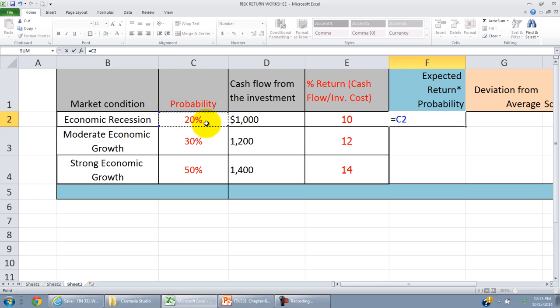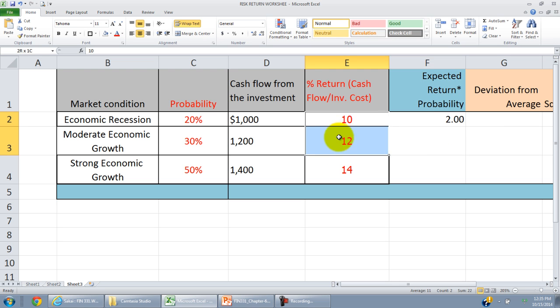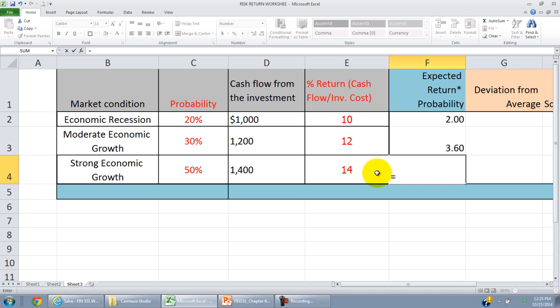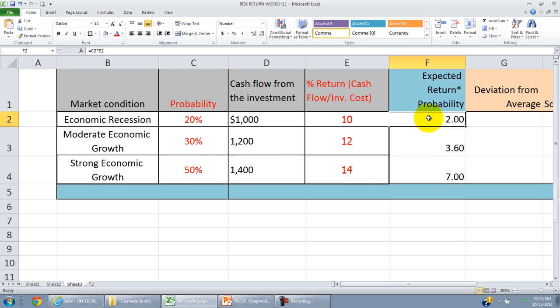So equal to 20% multiplied by 10% here, it is 2%. Just like the rule we apply here, everything is percent, so the product we got is also percent. Here's 2%. Now the second one, you take 12 multiplied by 30%, so we got 3.6%, and eventually you take 14 multiplied by 50%. Here you have 2, 3.6, and 7.